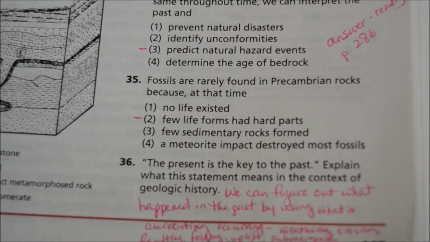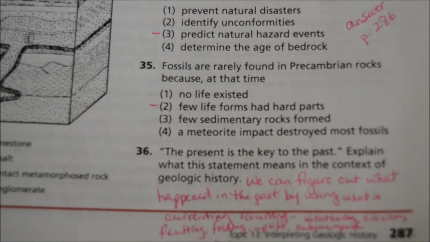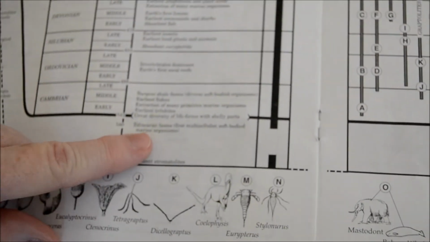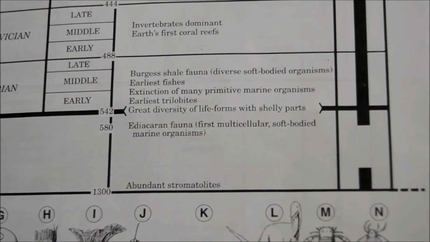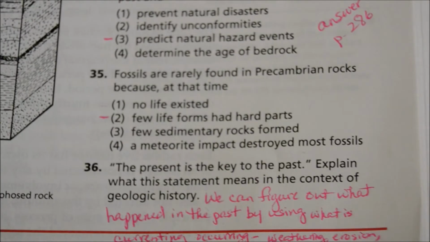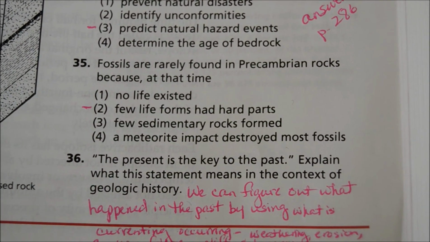Number 35. Fossils are rarely found in the Precambrian rocks because at that time, go back to your reference table. Precambrian, remember, it's this area, this gray area. If I'm looking at Precambrian, what? They're my soft body organisms. Something like a jellyfish doesn't fossilize well. So your answer is 2. Few life forms had hard parts.